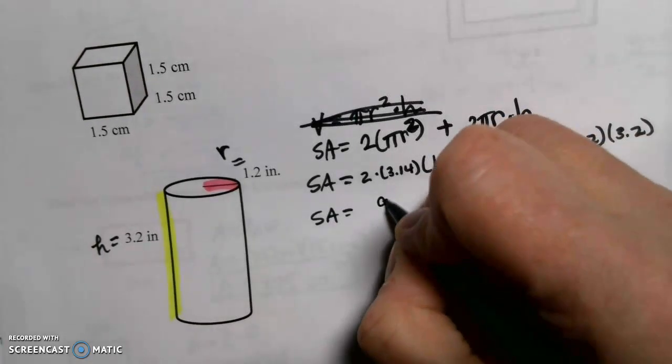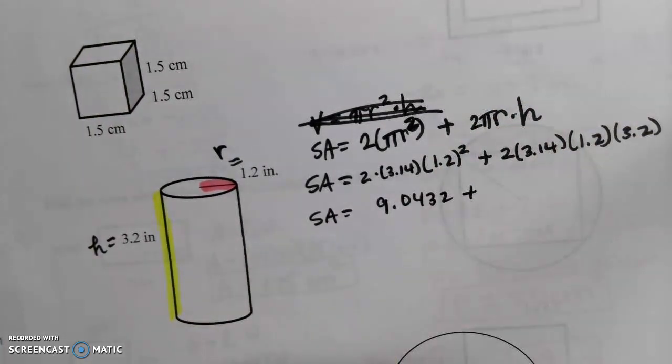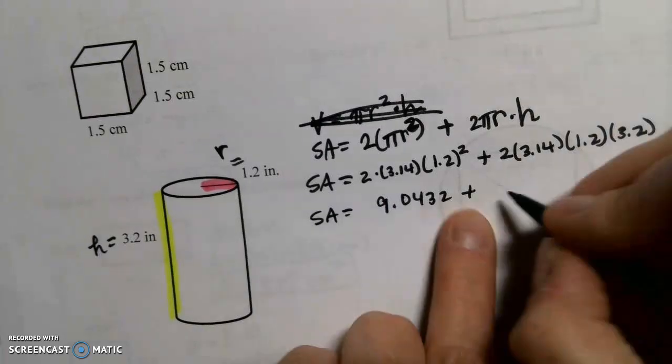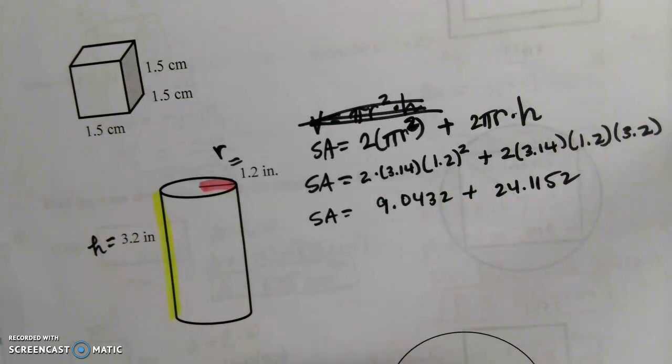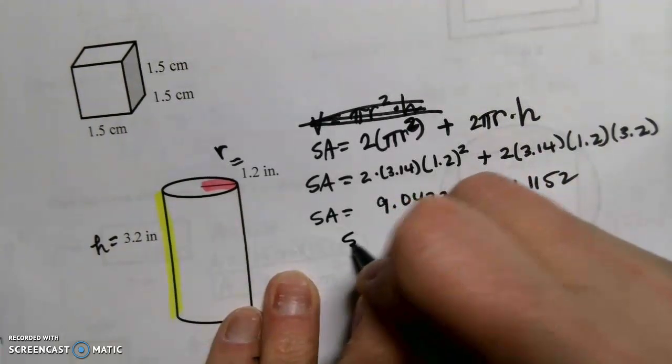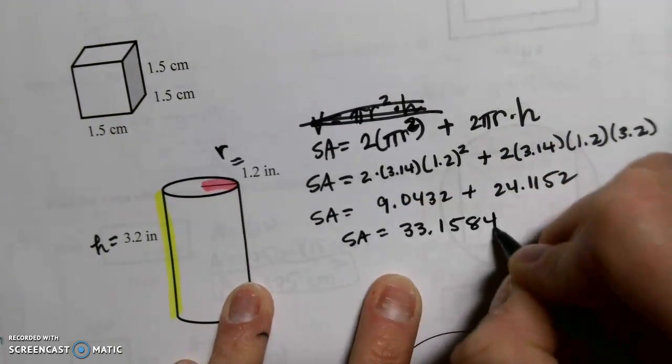And this piece will be 9.0432. And the other piece is 24.1152, and then we add those up and we will get this. And yeah, as I said before, follow the directions that they give you for rounding.